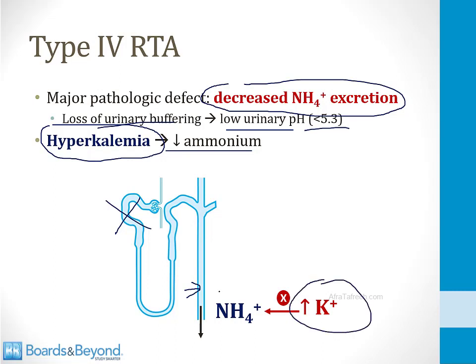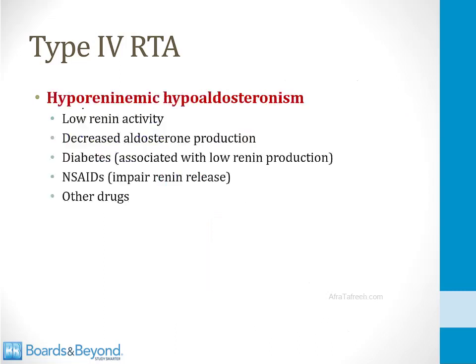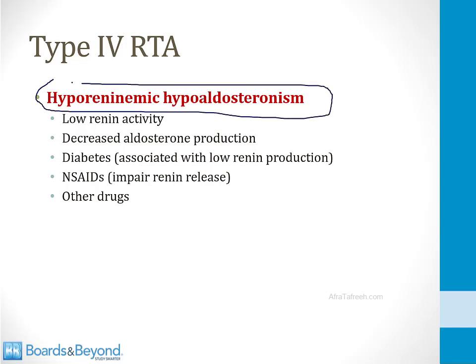The hyperkalemia inhibits the secretion of ammonium in the urine, and that is going to cause loss of urinary buffering and a low pH. So I told you before that patients with hypoaldosteronism develop a type 4 RTA. So what are some of the common reasons that patients develop hypoaldosteronism? Well, it turns out the most common reason is what's known as hyporeninemic hypoaldosteronism.